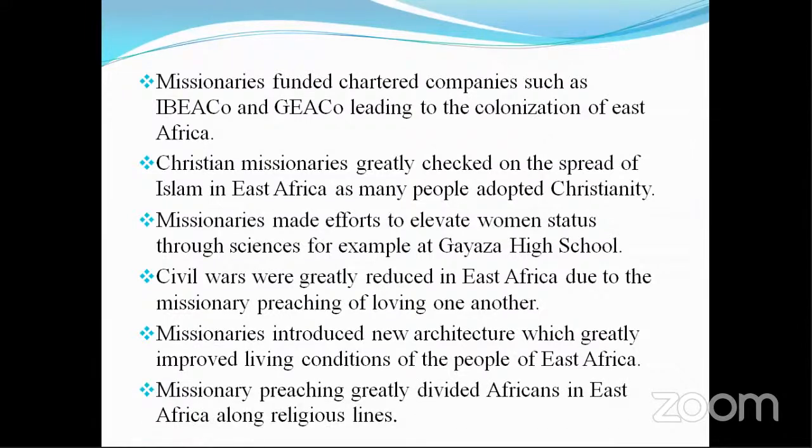We are also looking at missionary preaching and how it greatly divided Africans in East Africa along religious lines. So the activity is preaching, and the preaching divided Africans along religious lines. You find a Christian is against a Muslim, you understand? And there is no reason why a Christian would be against a Muslim, or a Muslim against a Christian. So that was all as a result of the activities of the missionaries in East Africa.